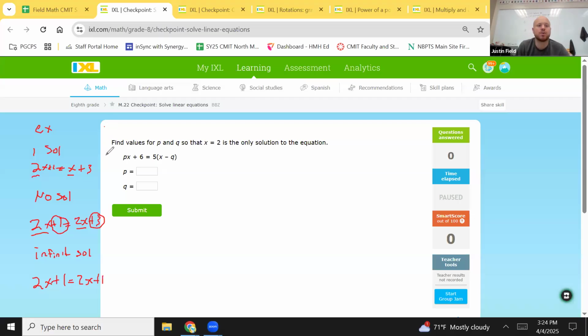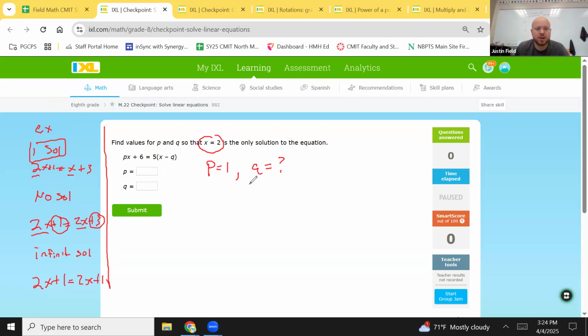So this is what's going through my mind right now. I need an example of one solution, and I need the solution to be 2. Well, guess what? There's lots of equations where the solution is 2, so we should be able to put different answers. I'm going to say, let's make p equal to 1 and see if we can do it. Then we just have to figure out what q is. The reason I want p to equal 1 is because that's easy.